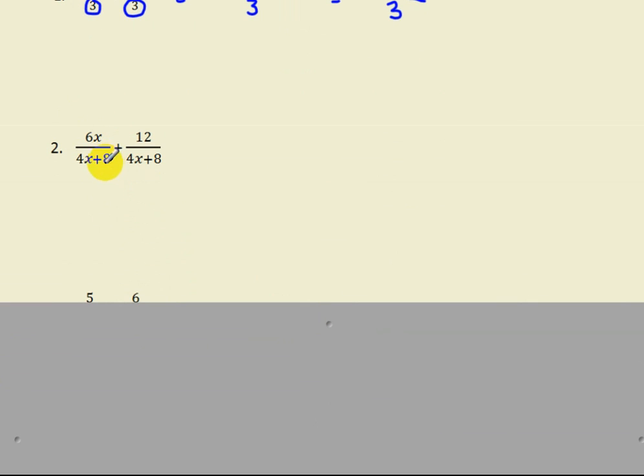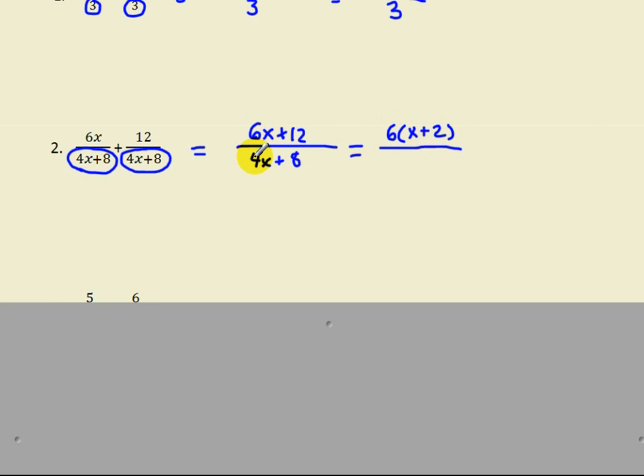Number 2, again we have a common denominator already, 4x plus 8 and 4x plus 8. And if we want, we can just go ahead now and keep that common denominator of 4x plus 8 and then add across the numerator. So we have 6x plus 12. But now notice that we can do some factoring here, because we can factor a 6 out of the numerator to get 6 times x plus 2. And then we can factor out a 4 in the denominator to get 4 times x plus 2.